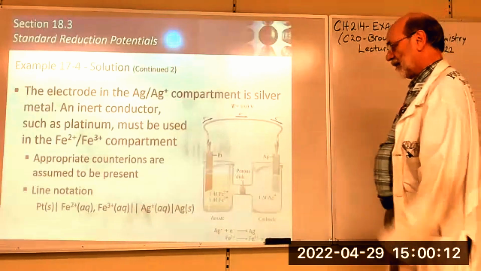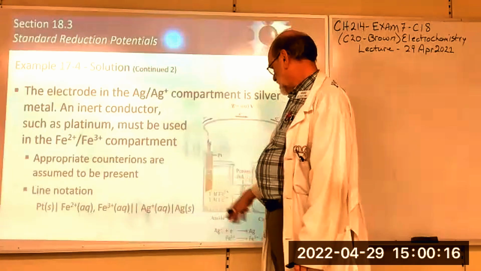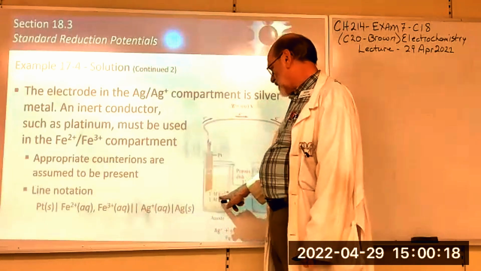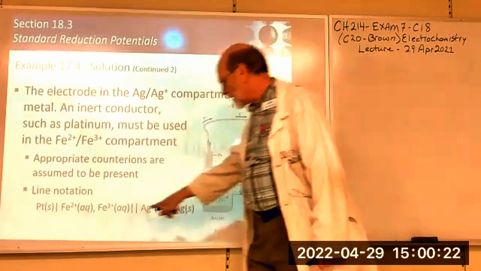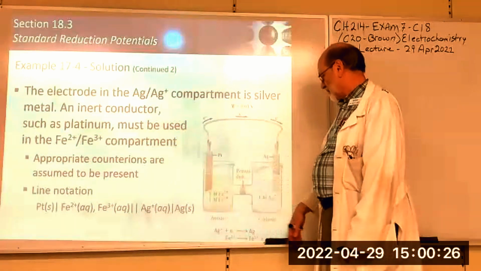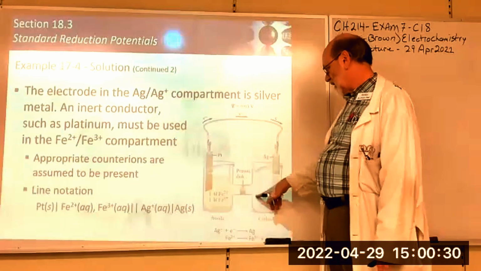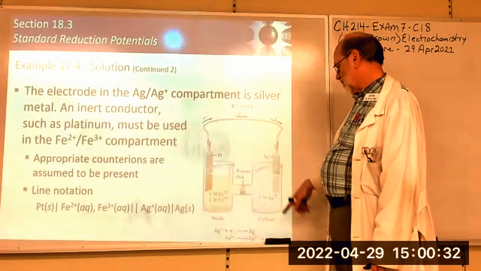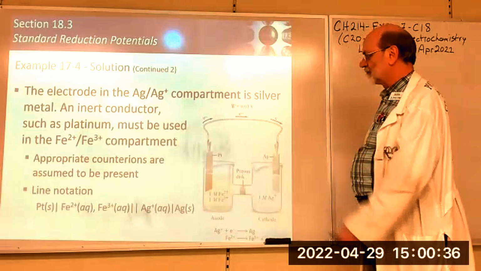Line notation, okay? So there's your platinum, and there's the iron oxidized to iron 3+ with a comma instead. They're in the same phase. There's your salt bridge, or porous disk, and then your silver ion is reduced to silver metal.